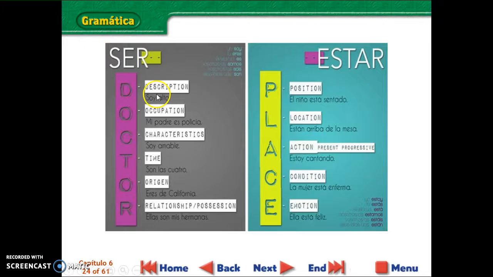And again, notice most of these details are mostly permanent things. Again, there's never an always for anything in life, but for the most part, with ser, think of the word permanent. Most of these things are permanent.